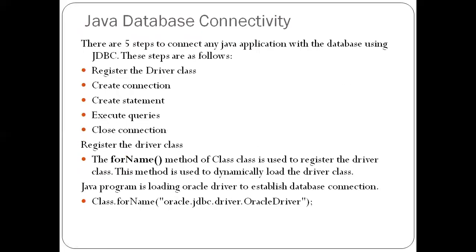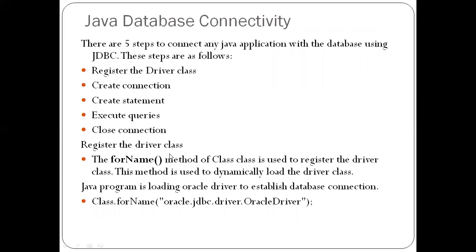Now what is Java database connectivity? There are 5 steps to connect any Java application with the database. That is, how do you connect Java application with the database using JDBC driver? And what are the steps required? There are 5 steps. The first step is register the driver class. Second step is create connection. Third step is create statement. Fourth step is execute queries. Fifth step is close the connection.